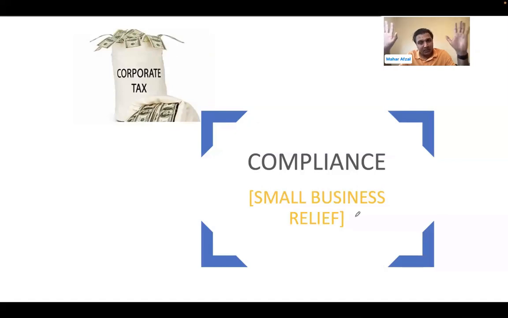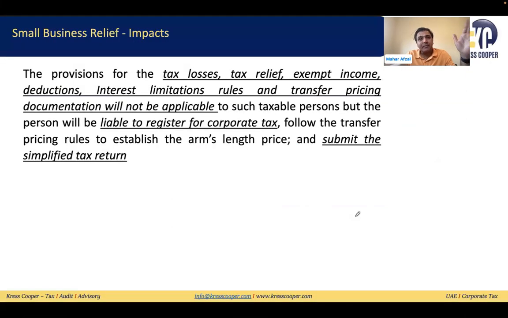Principally, they are subject to tax. Very honestly, it has been written in the guide as well. But it will be assumed they don't have any taxable income in the respective tax period. So first of all, if the business is opting for the small business relief, any tax loss, tax relief, exempt income, deduction, interest limitation rule, transfer pricing documentation will not be applicable on such taxable person. But the person will be liable to register for corporate tax.